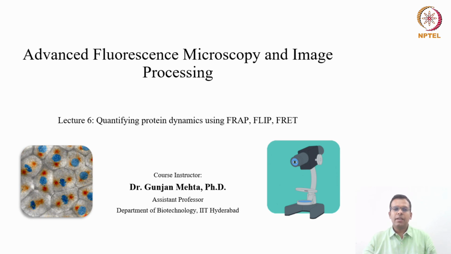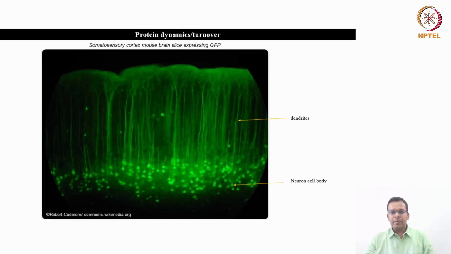So let us see why it is required to study protein dynamics. So here I'll show you one image of a GFP labeled protein. Okay, so this is a somatosensory cortex mouse brain slice expressing GFP. Okay, and here you can see at the bottom the neuronal cell bodies, and these are the dendrites from the neuronal cell bodies, and the protein is GFP type.